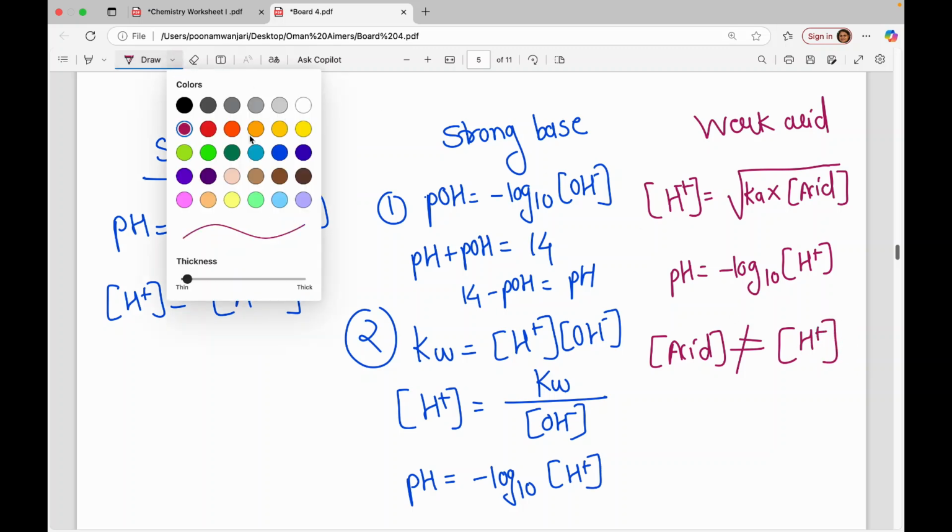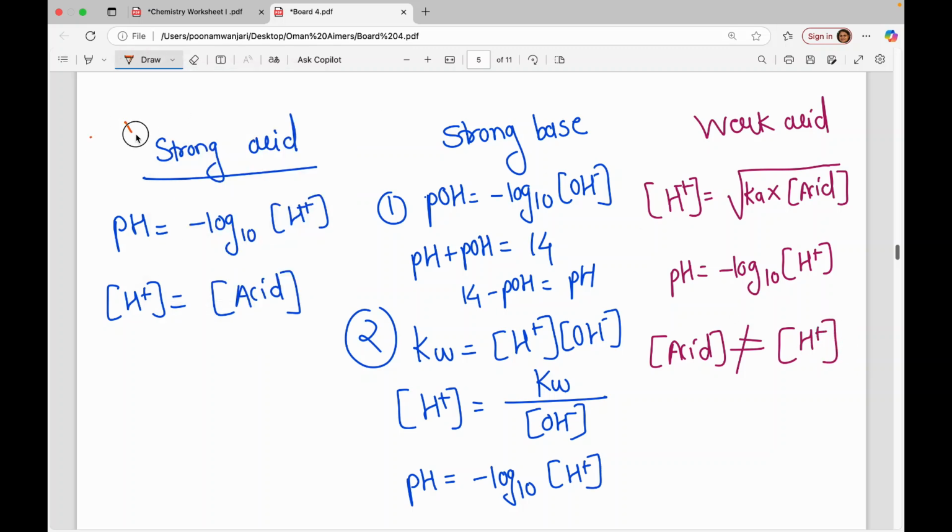This is a very essential and important thing, students. For a strong acid, you have one formula, and for a strong base, another formula. It depends upon what is given. And for a weak acid, this should be your formula. It should include the dissociation constant.